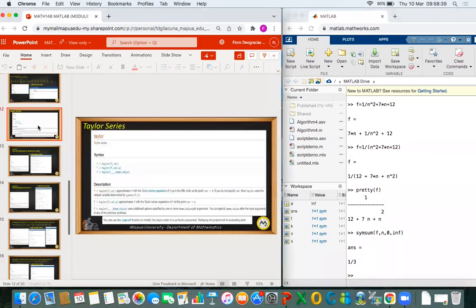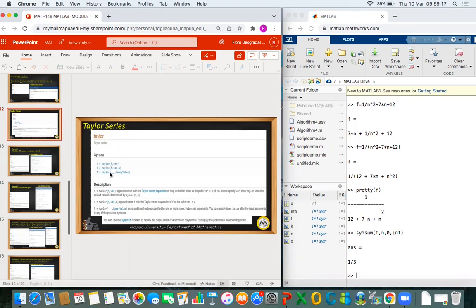Okay, next item, let's have Taylor series. The syntax here, class, is Taylor. What about Maclaurin? Maclaurin series is a special case of Taylor series. So in MATLAB, we only have this as the command, and it also computes the Maclaurin series. So these are the syntax: F equals Taylor, F, comma, var.